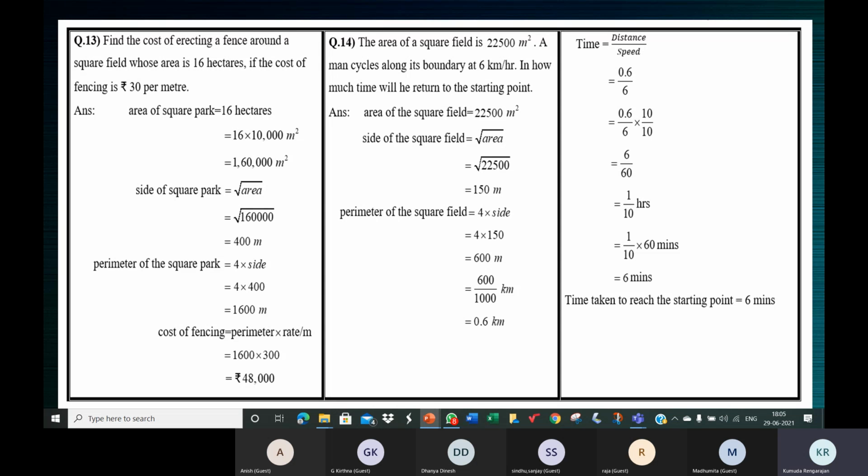Okay, let's come backwards, children. What's the cost of fencing? Like if the fruit seller says 1 kg of mangoes is 50 rupees, and you want to buy, say, 2.5 kgs, how much will you pay the mango seller? 1 kg, 50 rupees. So for 2.5 kgs, how much will you pay him? 125 rupees, ma'am. 125 rupees.